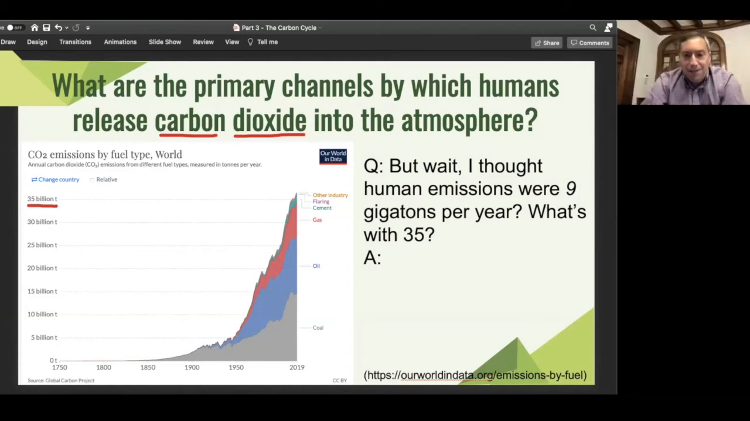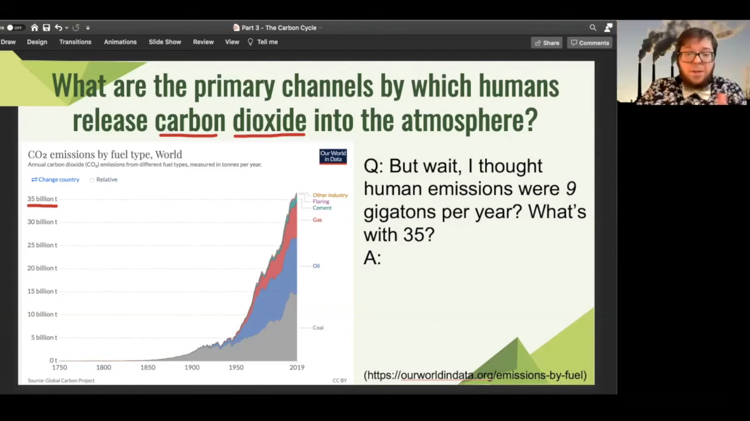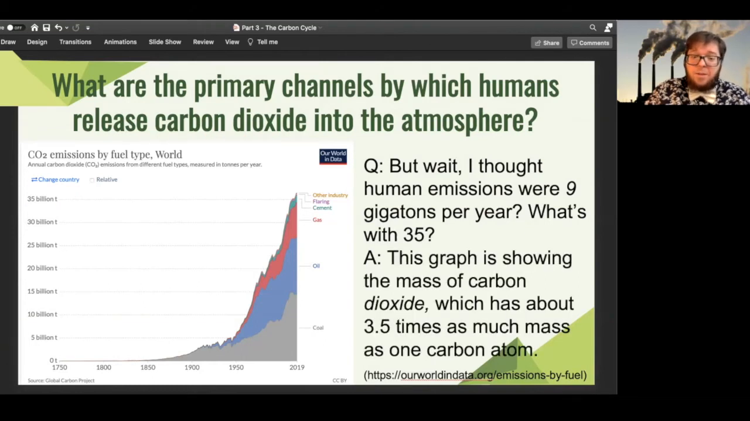So you're saying that things like methane, which are a much more potent gas, they're giving you CO2 equivalents here. That's what I thought too, and that is some of what we're going to talk about, but actually it's the oxygen, right? This graph here is showing the mass of carbon dioxide, whereas the cycles I was showing before is the mass of just the carbon. And it turns out that carbon dioxide has about 3.5 times as much mass as just its own carbon atom. And so you want to be really careful which is the vertical axis of your graph. A lesson I learned again the hard way.